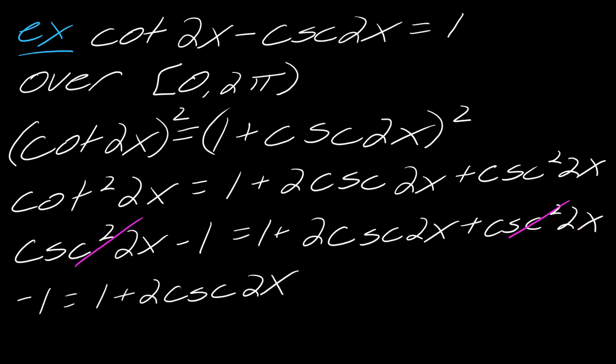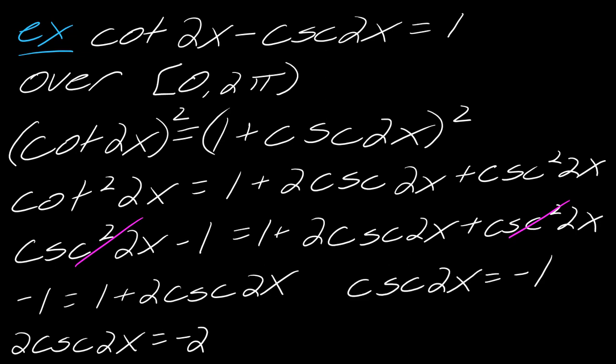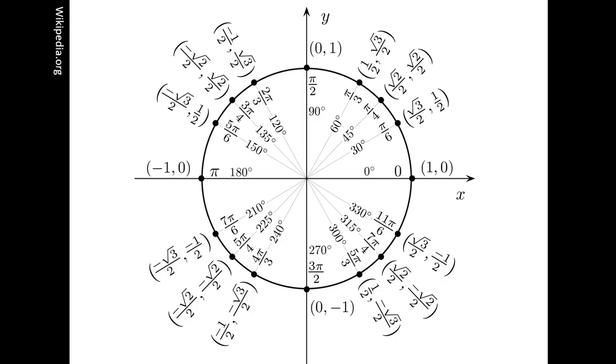So I can actually cancel those out. And so then I'm left with -1 equals 1 plus 2 cosecant 2x. And so this I can solve, right? This is actually a much easier thing to solve. So now I can go through and I can solve this. And so I get cosecant of 2x equals -1.